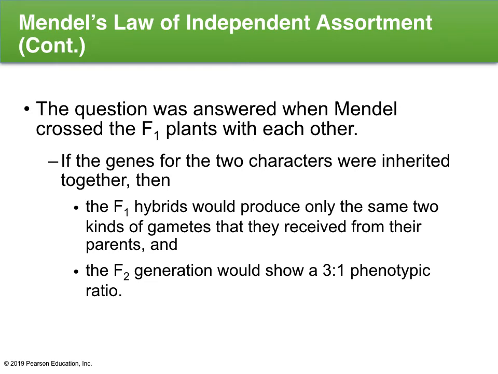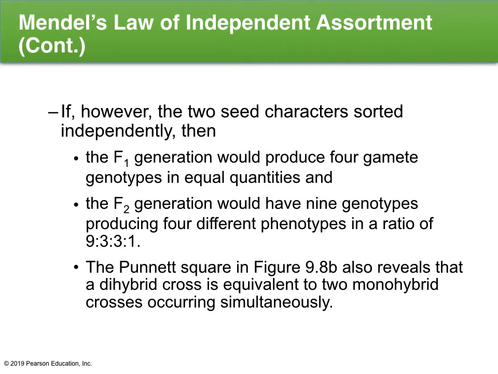So this question was answered when Mendel crossed the F1 plants with each other, right? The first generation. If the genes for the two characters were inherited together, then the F1 hybrids would produce only the same two kinds of gametes they received from their parents, and the F2 generation would show a 3-to-1 phenotypic ratio. If, however, the two seed characters sorted independently, then the F1 generation would produce 4 gamete genotypes in equal quantities, and the F2 would have 9 genotypes.